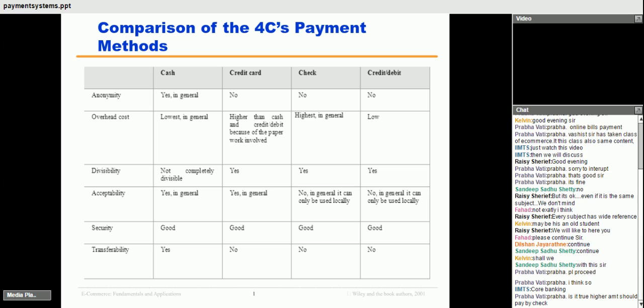Credit card, check and debit, it is no. It is true higher amount should be paid by check. It depends, because from internet banking you can do so, but through ATM card or through debit card there is a certain limit. Beyond that limit you are not able to withdraw money from the bank. Like in one day from a lot of private banks you can withdraw 10,000 Indian rupees, not more than that, from a particular ATM or from the particular account. But through internet transaction or through check you can take out either 50,000 or 1 lakh rupees or even more.